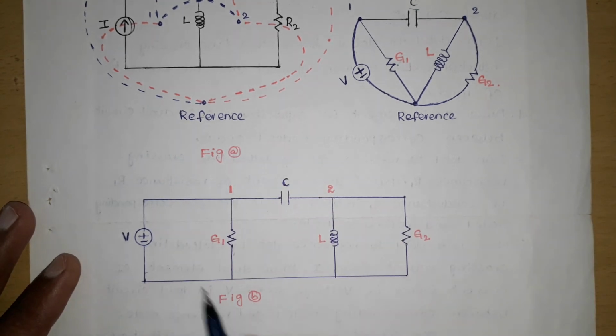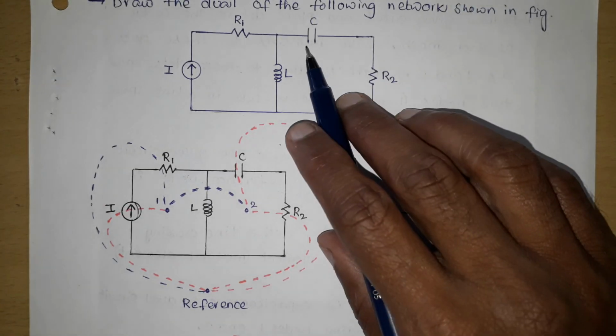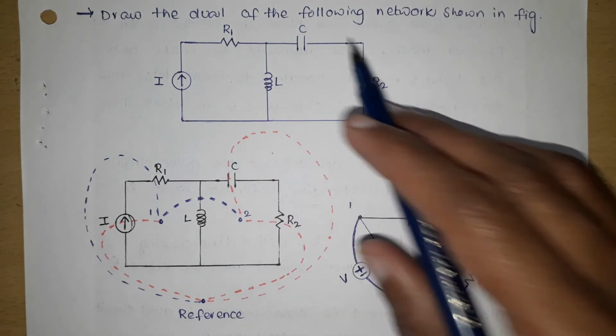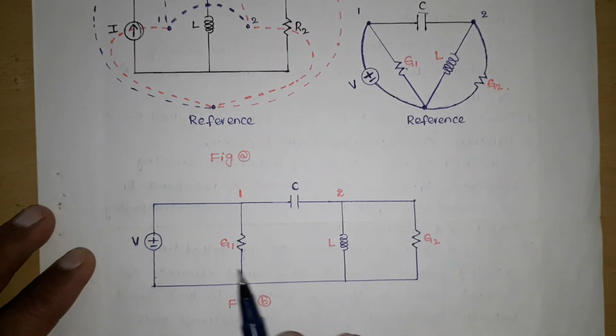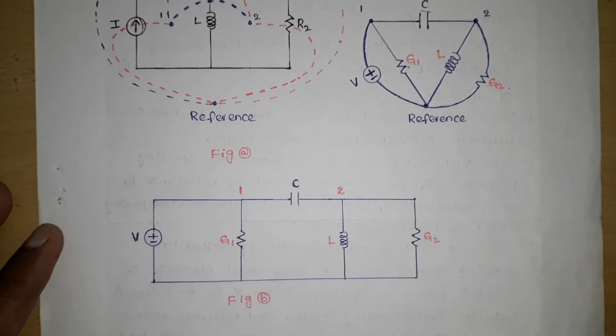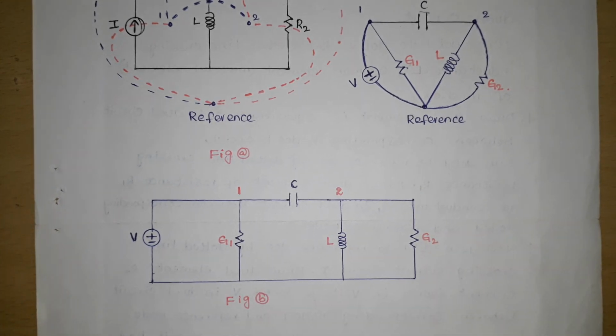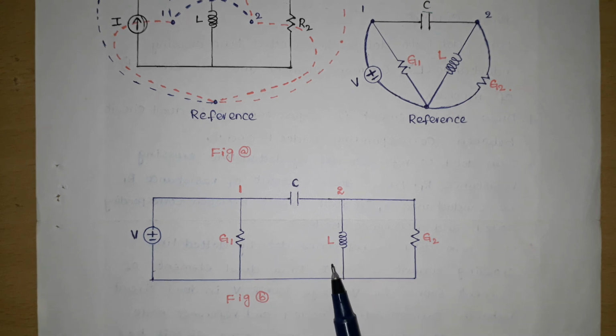So this is the dual of this network. This is the original network, and this is the dual network, the dual circuit for that. In that way, by following the graphical procedure, the graphical approach, we can draw the dual circuit for the given circuit.